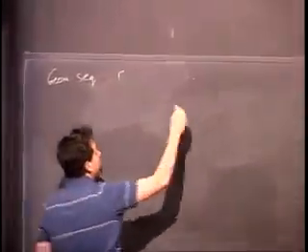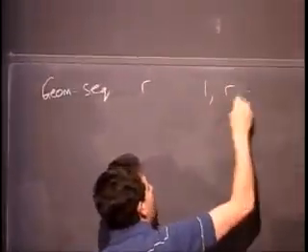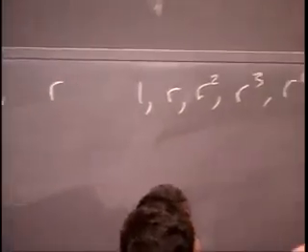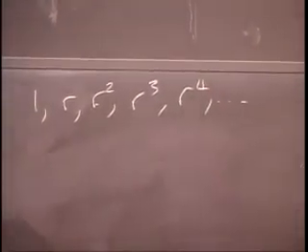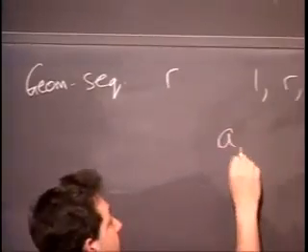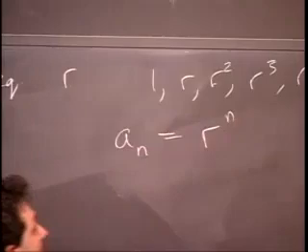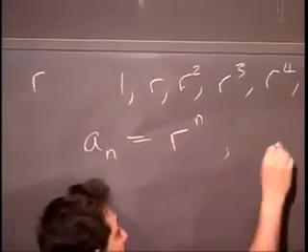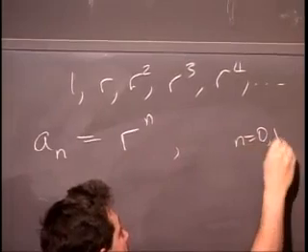And in its simplest form, I'm going to pick a number r. So I have some number r, and I form the sequence that goes like this. 1, r, r squared, r cubed, r to the fourth, and so on. So I'll interpret 1 as r to the 0 and start the sequence at 0. So a_n is going to be the nth power of r, and this is from n equals 0 onwards.